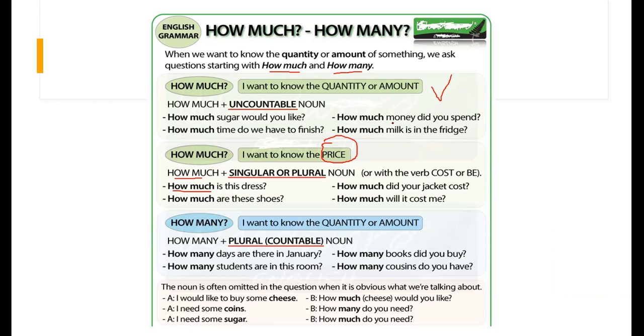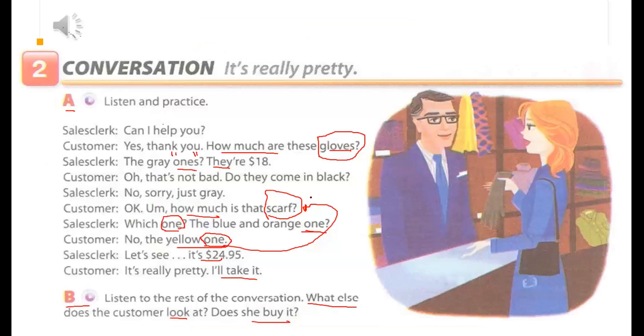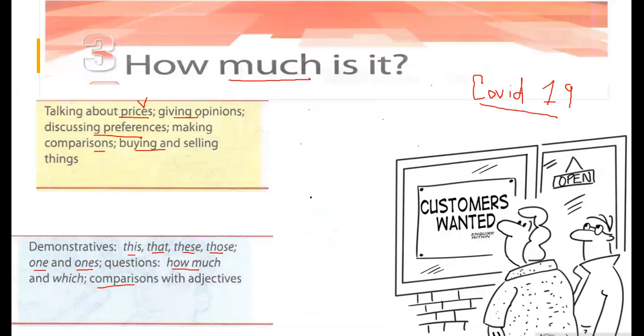Or you're talking about money, you say... But when you talk about price, in this case, like the price of a shirt, the price of some shoes, the price of something that you want to buy, okay? You use how much. Solo tenga cuidado si dice plural. If it's how much are, and if it's singular, how much is? La pregunta genérica es, how much is it? Or how much are these?